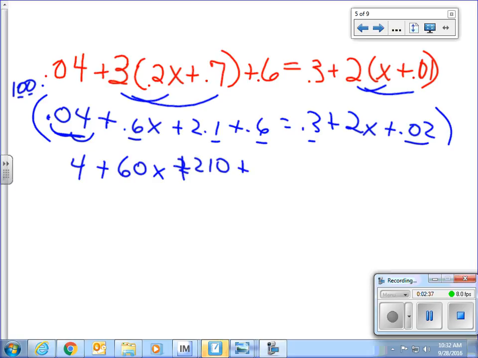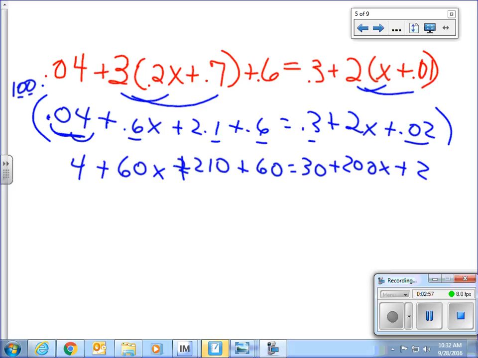Plus, I'll move this one 2 places and get 60. Move this 2 places and I'm going to get a 30. Move this 2 places and I'm going to get what? 200x. Move this 2 places and I get a 2. All right, so now all of a sudden I've gotten rid of all of my decimals.